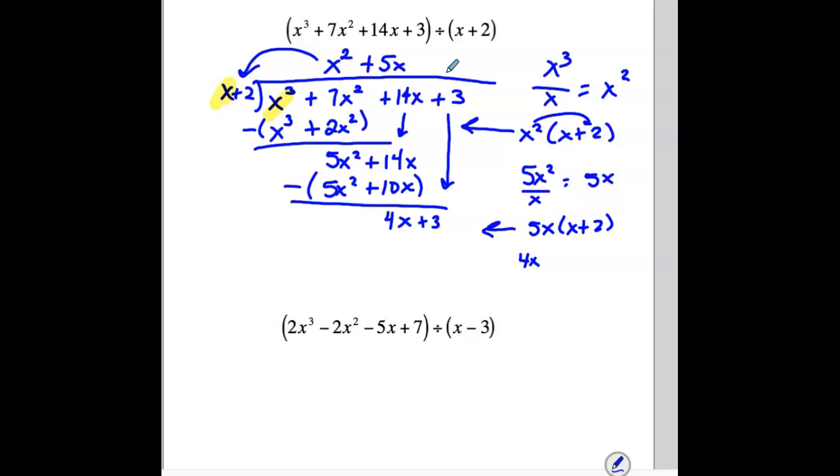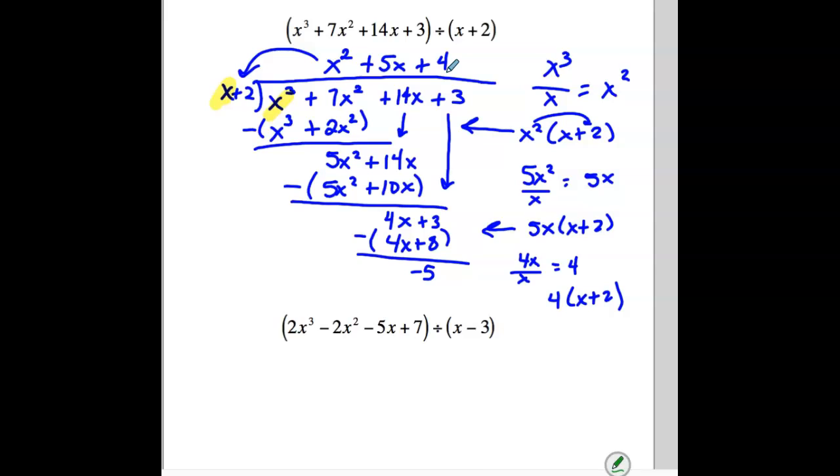We take 4x divided by our first term x, and we get a 4. So a positive 4 is going to go up on top. We take 4 times x plus 2, which gets us 4x plus 8. And we then subtract. So our 4x minus 4x is 0. We have 3 minus 8 gets us negative 5. That will be our remainder.